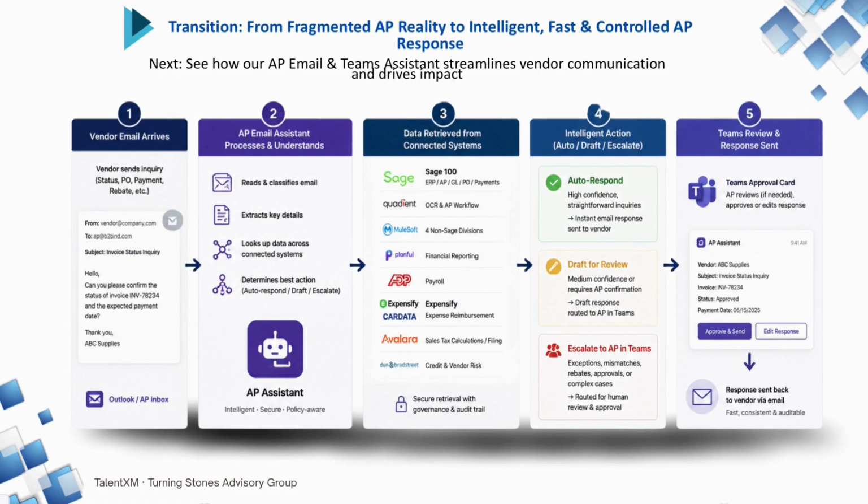Here's how it works. First, the vendor sends an email to the AP team. It could be payment status, a PO, a rebate, anything. The AP email agent processes it and interprets what the request is actually asking for. The agent then connects to the systems inside your platform, ERP, payroll, expense reporting, whatever the request needs. And then the agent takes action.